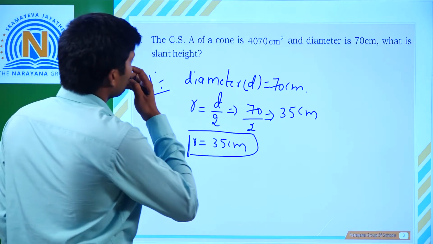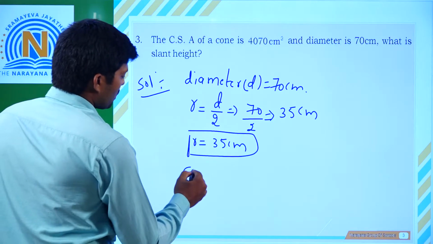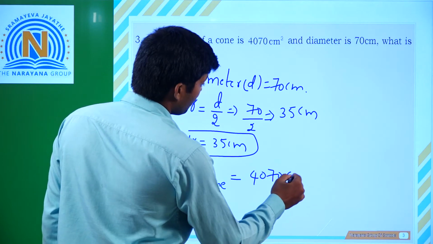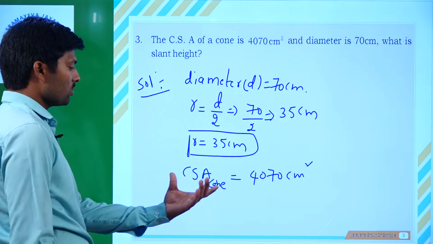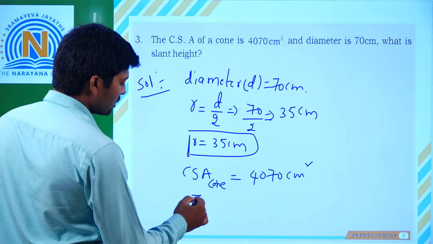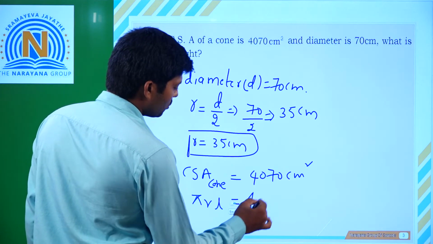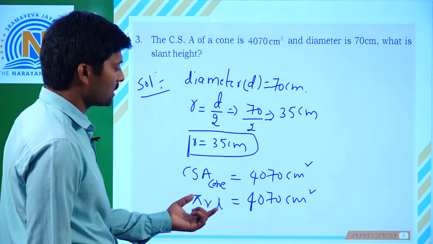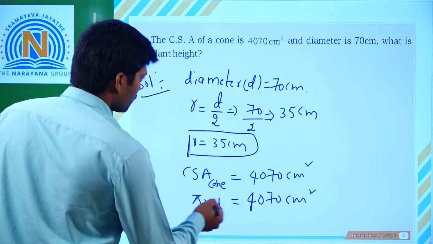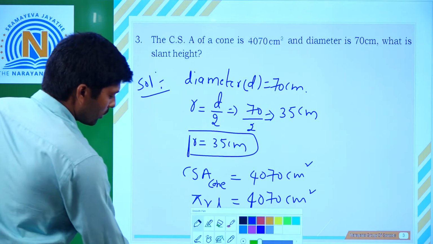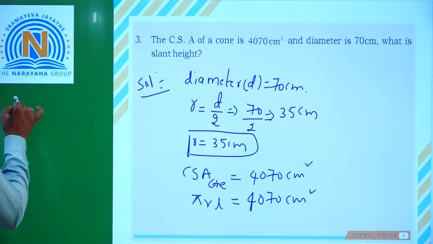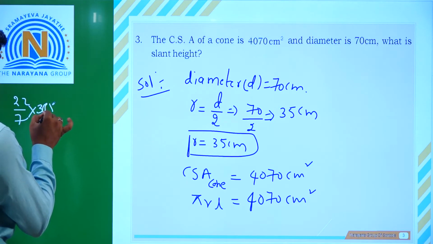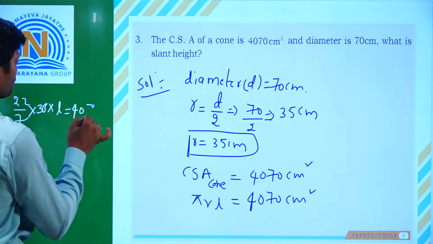Now how much is given? So that is CSA. CSA of the cone is equal to how much is given? 4070 square centimeter. What is the formula of CSA of a cone? That is pi r L is equal to 4070 square centimeters. So from this we can find the slant height, that is L. Just to substitute, where pi is 22 by 7. So R is nothing but what? 35. Next L is equal to 4070.